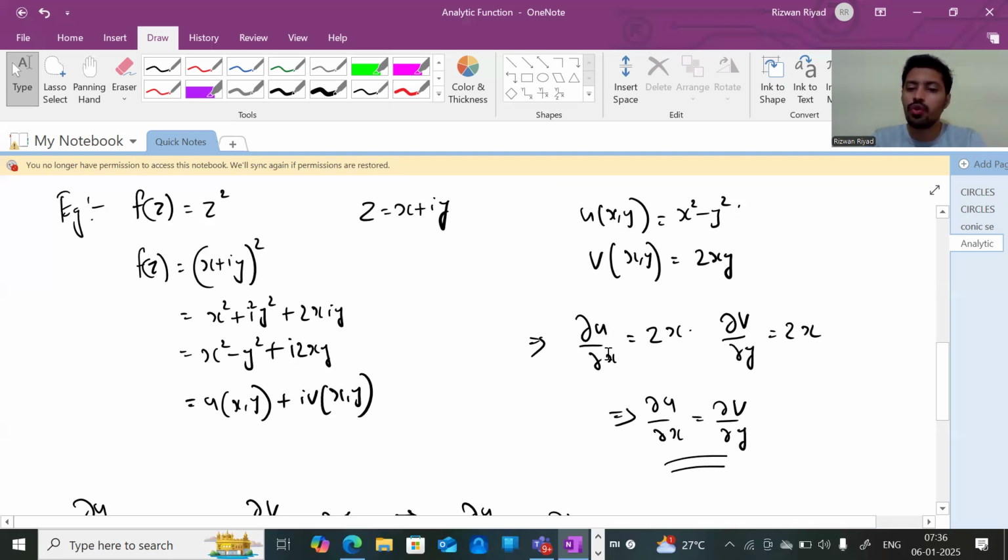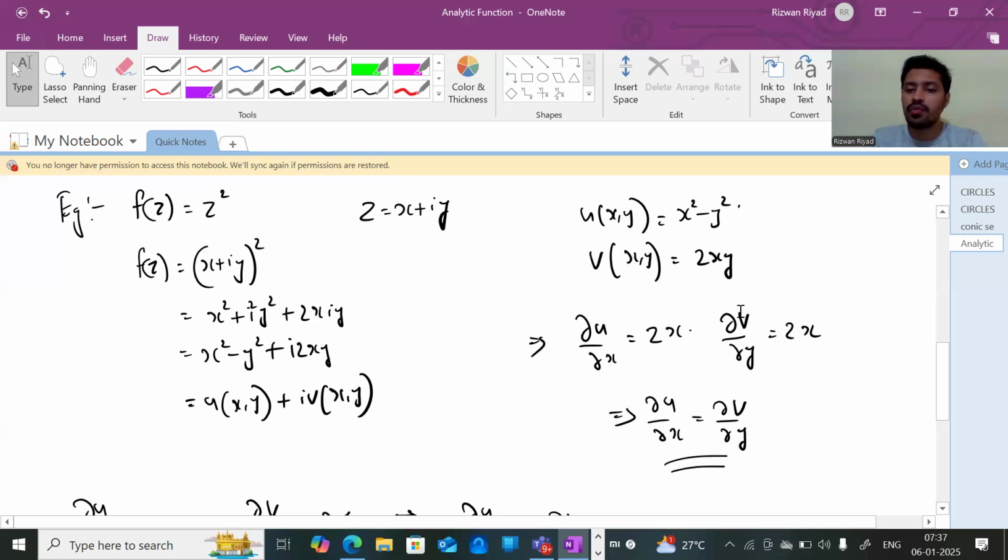So see here, what is ∂u/∂x? This is u. ∂u/∂x means we are differentiating this with respect to x. We know that the derivative of x² is 2x. That 2x is what you can see here. And y we are treating as a constant because we are differentiating with respect to x. The derivative of a constant is 0, so the derivative of y² becomes 0. It vanished here. So this is only 2x.